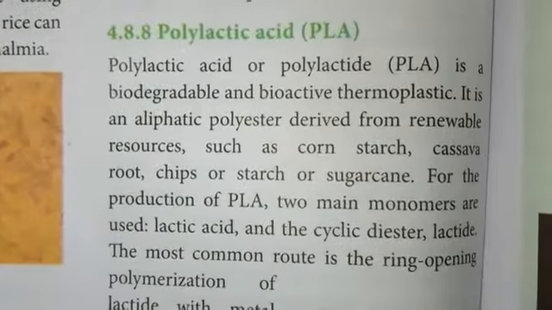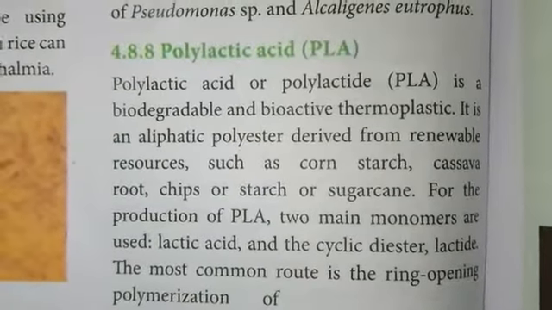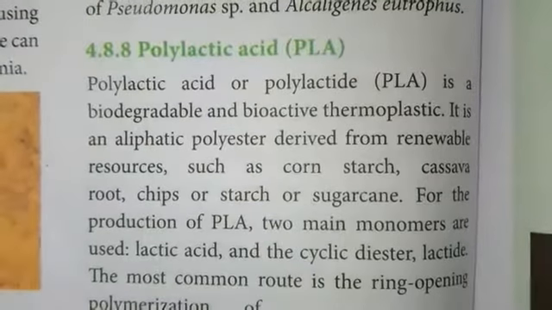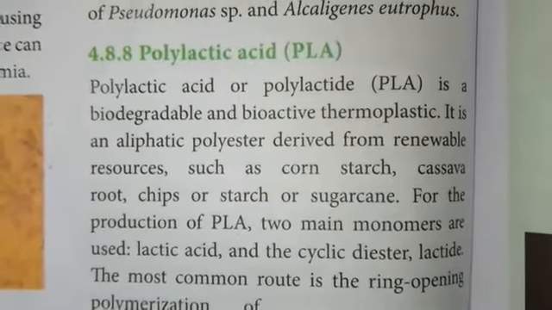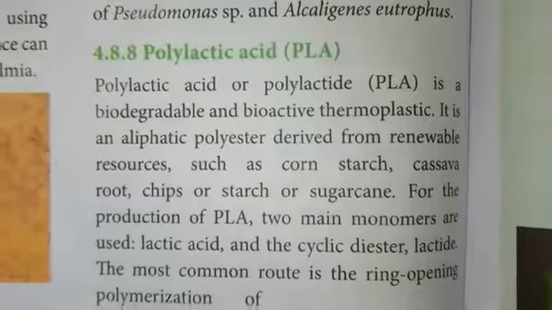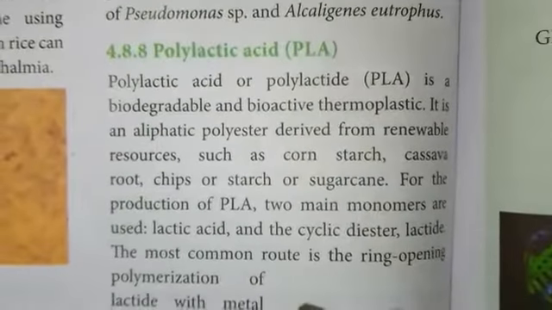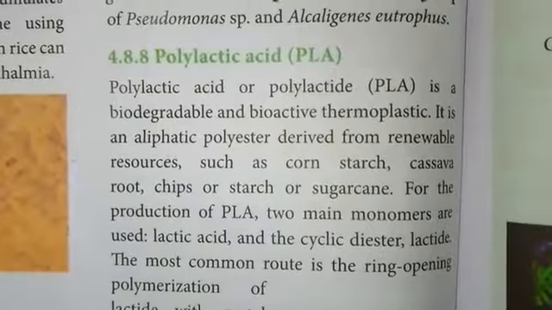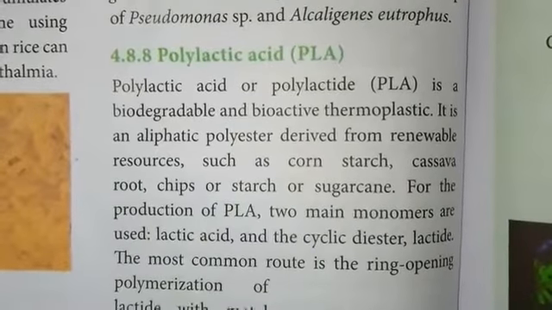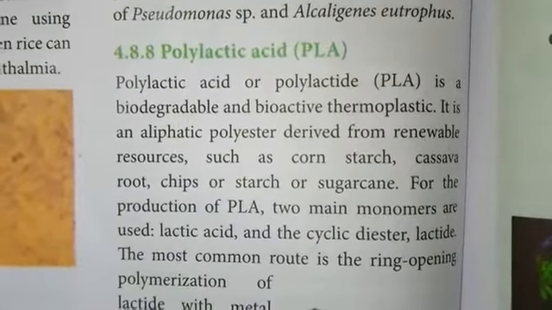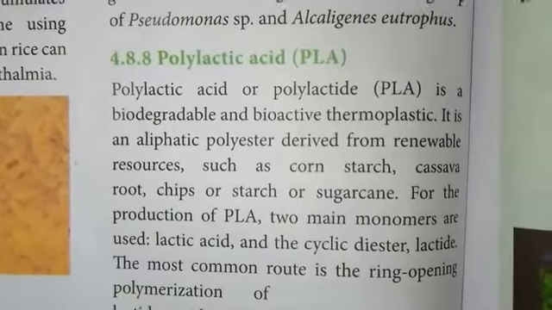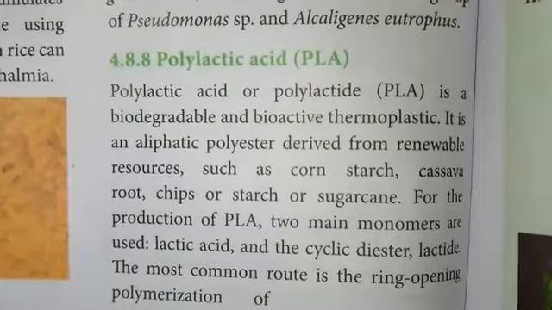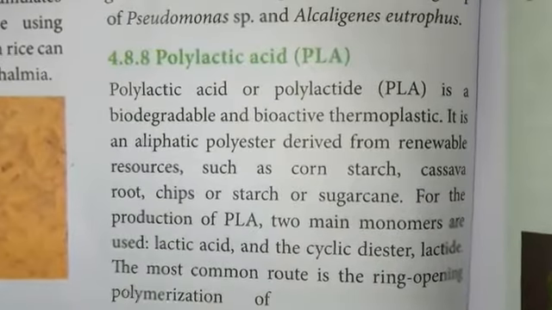So the next topic is polylactic acid, PLA. Polylactic acid or polylactate is a biodegradable and bioactive thermoplastic. It is an aliphatic polyester derived from renewable sources such as corn starch, cassava roots, chips, or starch of sugarcane.